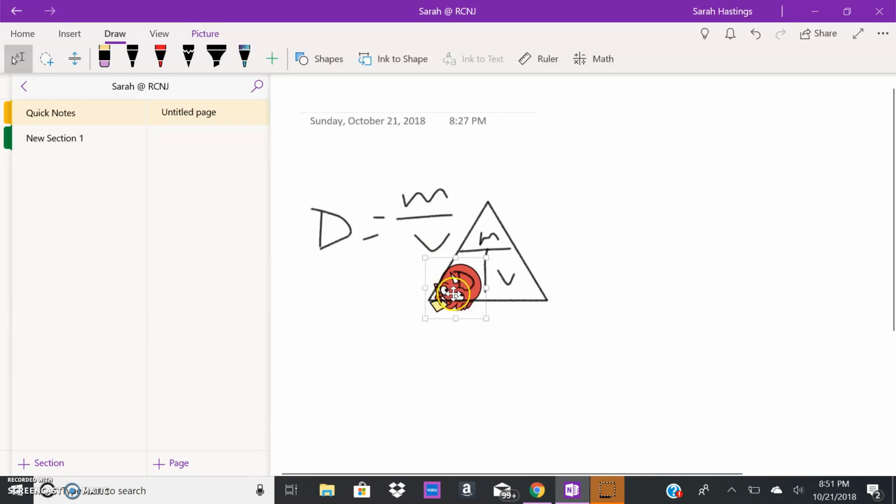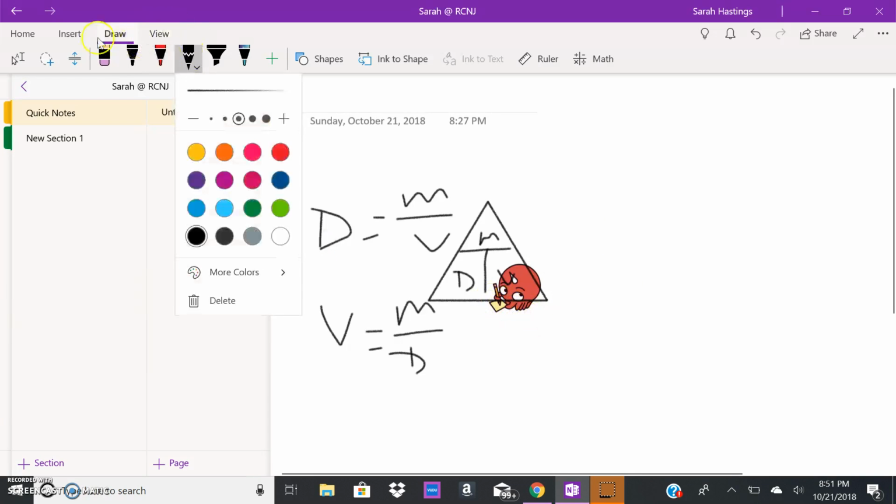Now there are many other ways that this question could be asked of me. I might be given a mass and a density and asked to solve for volume. So if that's the case, I just take my finger or my octocorn and I cover up volume, and I'm left with mass on the top and density on the bottom. So in this case, my equation would be volume equals mass divided by density.